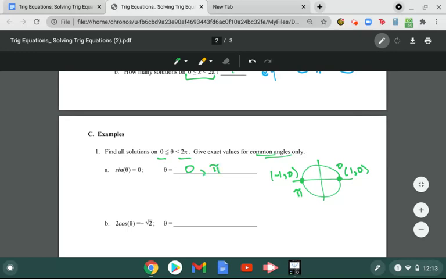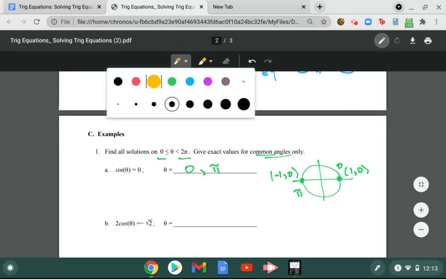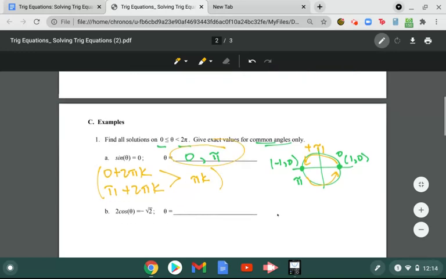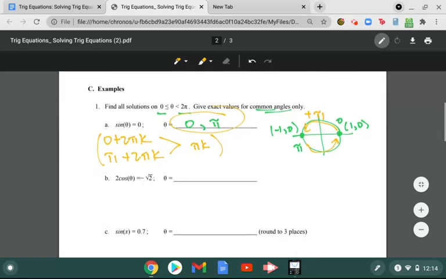I could do my general solution, I'll do this in yellow here, just to emphasize what we did up above. 0 plus 2 pi k, pi plus 2 pi k. The nice thing about this example is those solutions actually happen just every pi. So we could even boil this down to multiples of pi. But the solution that we're looking for in that one is the 0 comma pi. I just gave you a little bonus.